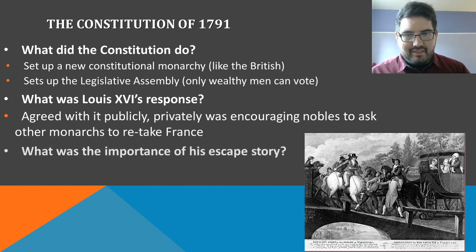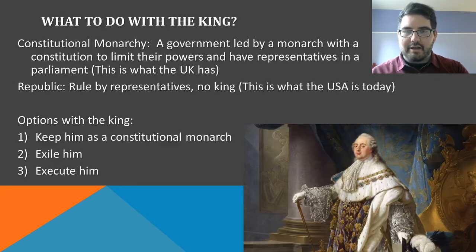The importance of him trying to escape was the fact that many people who had even been in favor of having a monarch had their hopes dashed with this. The fact that he had tried to turn tail and leave made many people not really believe in having a monarch anymore. So what to do with the king? Remember, we can have a constitutional monarchy, or we can have a republic.